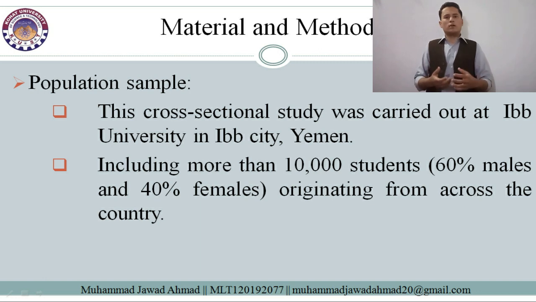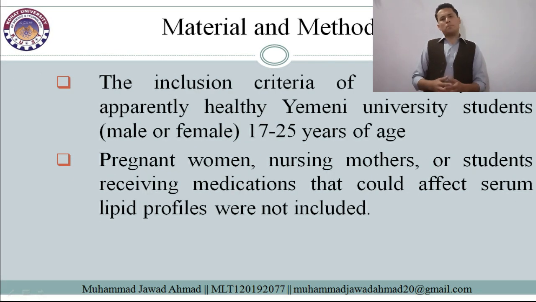These students are coming from rural areas, and some are coming from urban areas, so we can get more reliable results. But there are some criteria, like the inclusion criteria and the exclusion criteria. First of all, if we talk about the inclusion criteria, in this study only healthy students were included, and their age was in the range between 17 and 25 years, and both sexes were allowed in this study. Whether they are male or female, they are included. That was the inclusion criteria.